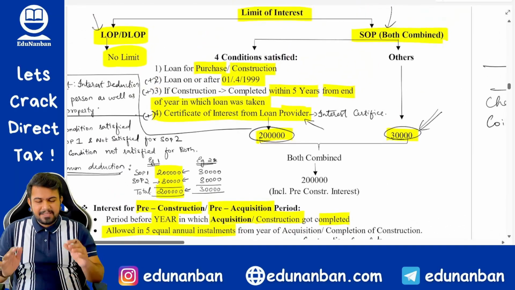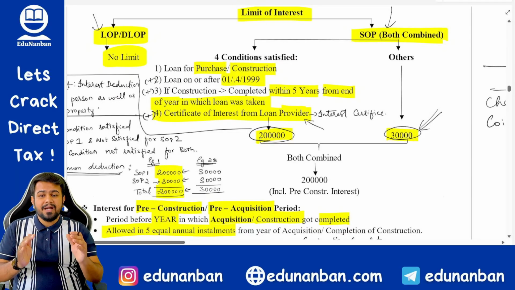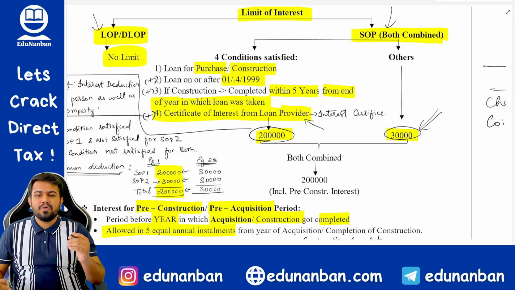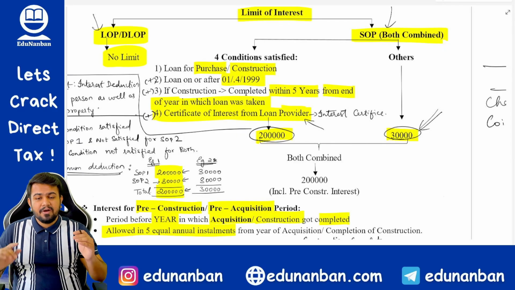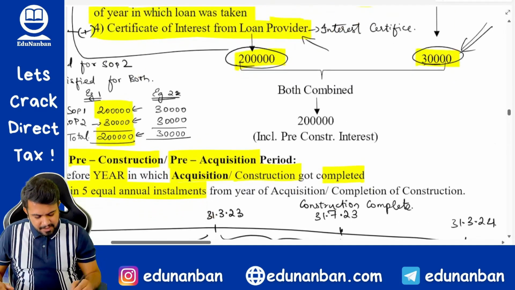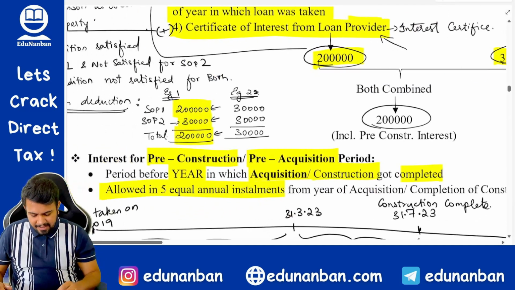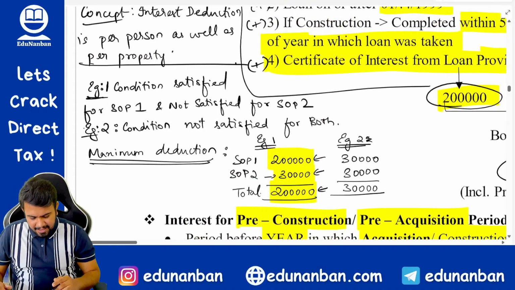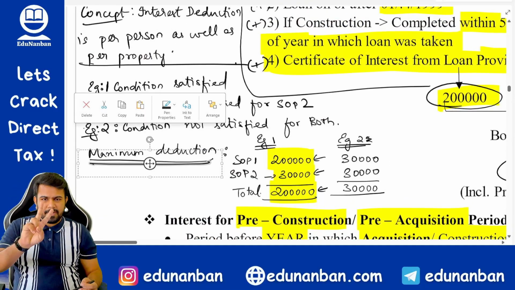Now, this interest deduction is per person. Hence, if the person is having more than 2 self-occupied properties and more than 2 loans, then for all the loans combined, the maximum limit will be 2 lakh rupees. I will give you an example. For example, let's say there are 2 self-occupied properties.